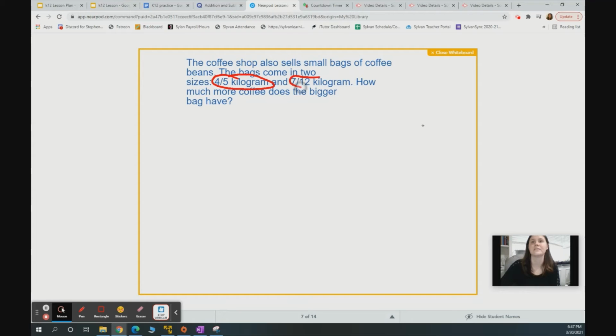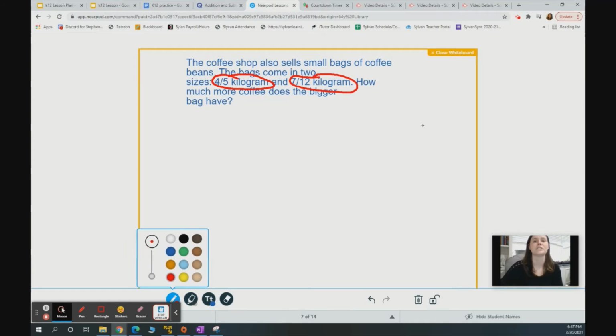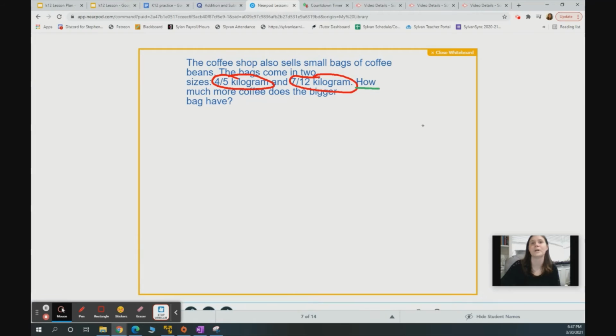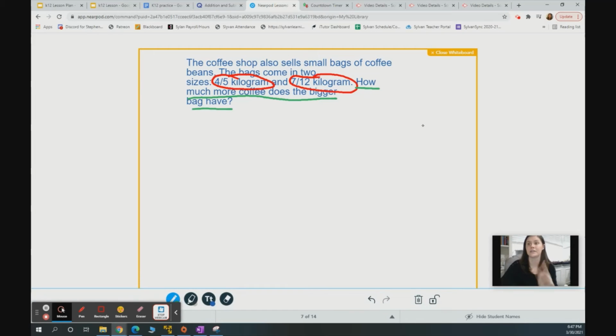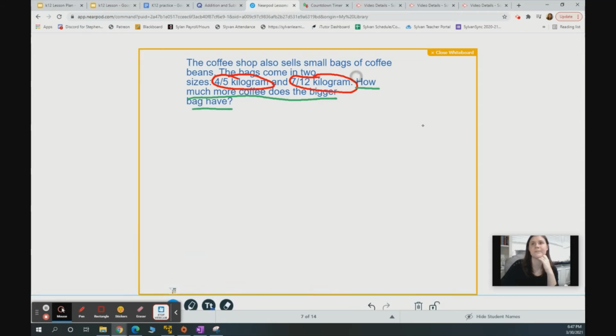All right, then we have our 7/12 kilograms here. Next step says to underline the question. So our question here is, how much more coffee does the bigger bag have? Third step, the B, says put a box around our keywords, the words that tell us what we're doing. So the key words here are how much more.